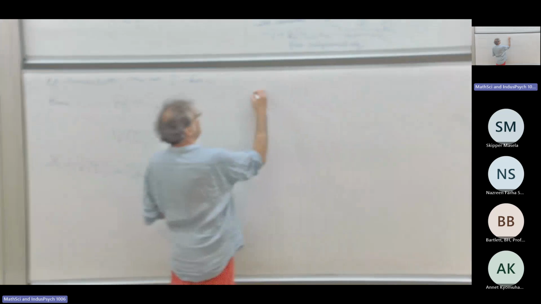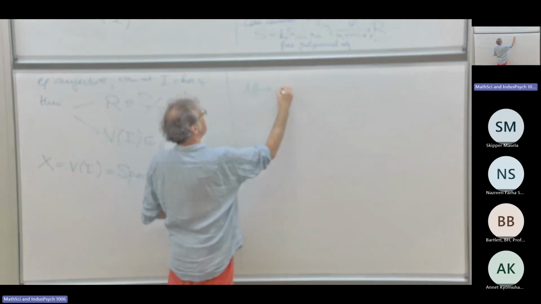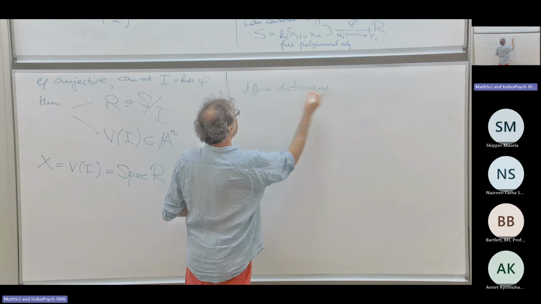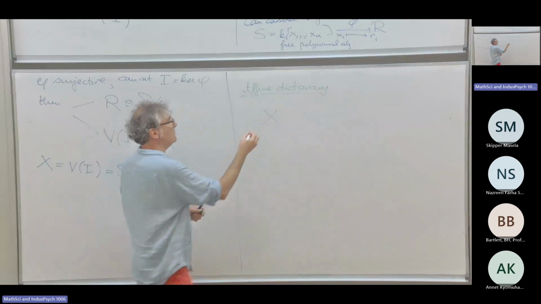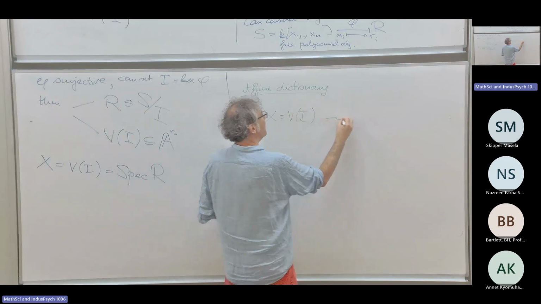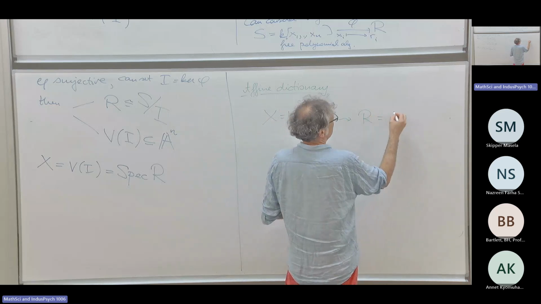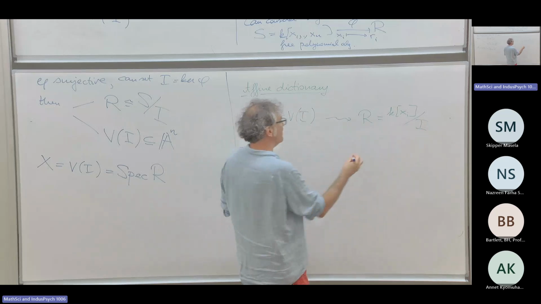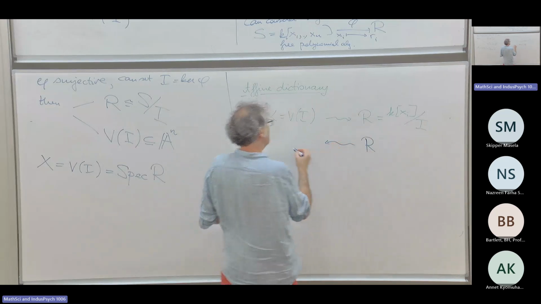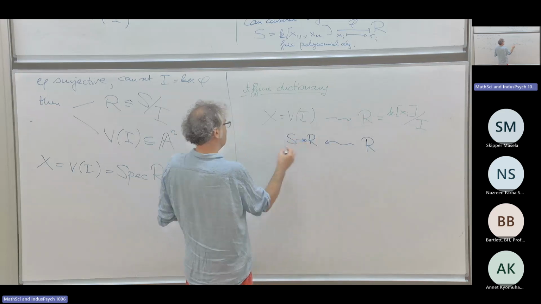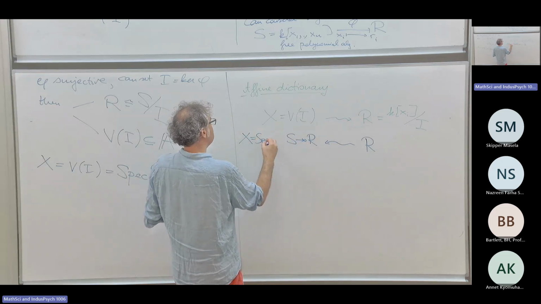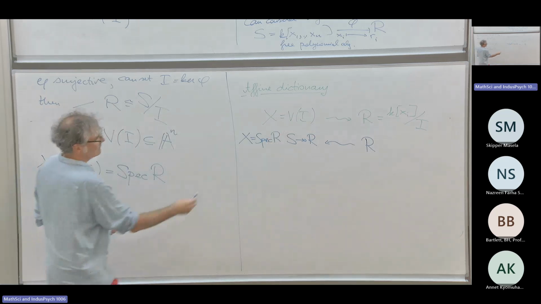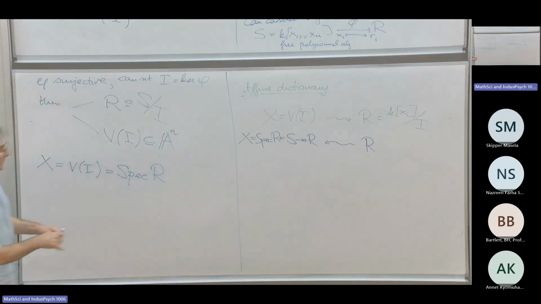So we get this affine dictionary. In the affine dictionary, I have X, which is the vanishing locus of some ideal. Then I can go to the ring, which is the polynomial ring modulo the ideal, or I can start with R, and then go to this surjection, and X, which is the spec of R. So this will create for me this spectrum. Okay, so this is starting. This is algebraic geometry 101.